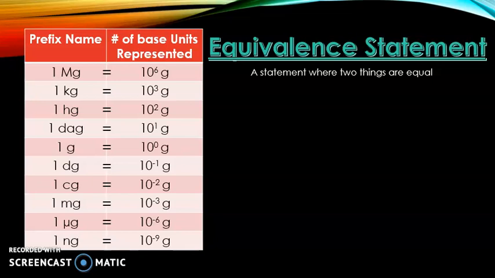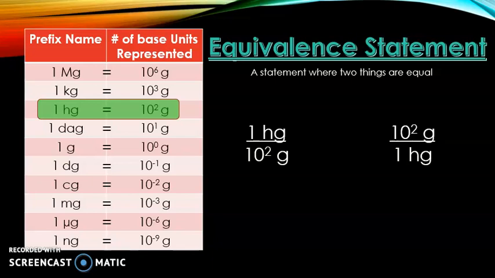Now this is pretty arbitrary, so there's two possible orientations of these two fractions. Let's just take, for example, 1 hectogram equals 10 to the 2nd grams and turn that into a series of fractions. So it would be two possible fractions. Well, one fraction would be 1 hg on the top with 10 to the 2nd g on the bottom. And the second fraction would be 10 to the 2nd g divided by 1 hectogram. Now, we can use these later when we're trying to convert amongst all of these metric prefixes.